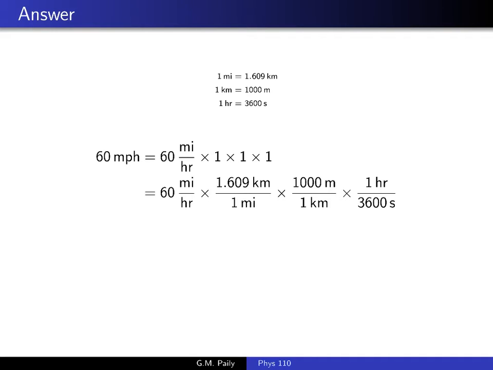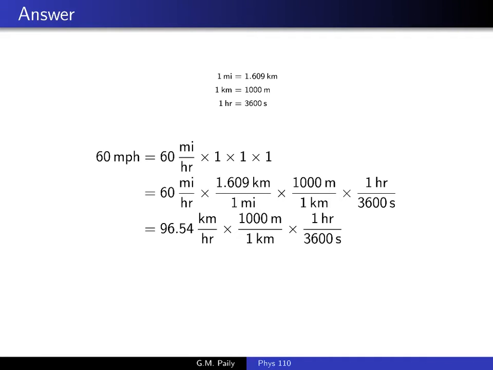And then again, I need to get rid of the hours and turn it into seconds. This time, hours is in the denominator, so when I construct my fraction, I have hours in the numerator to cancel out the hours in the denominator. And again, this fraction is just 1, so it will not change anything. And this will finally cancel out the hours and leave me with meters per second.